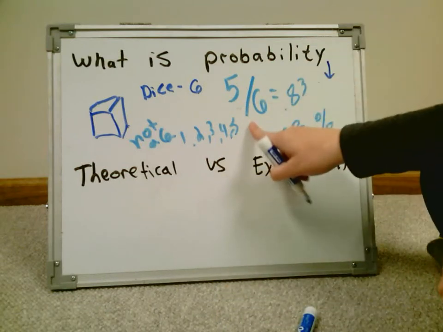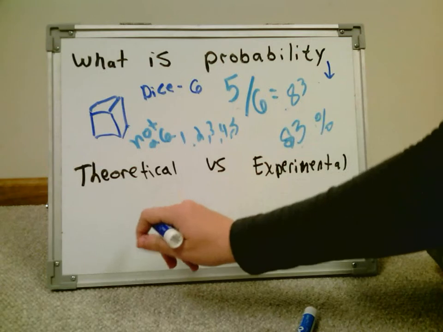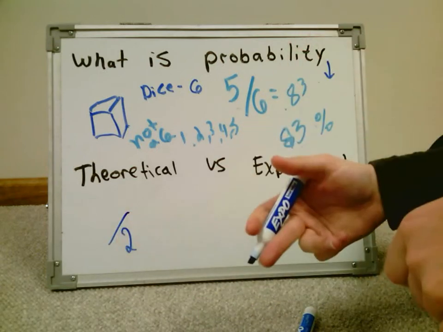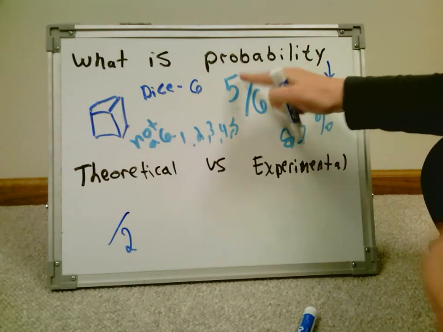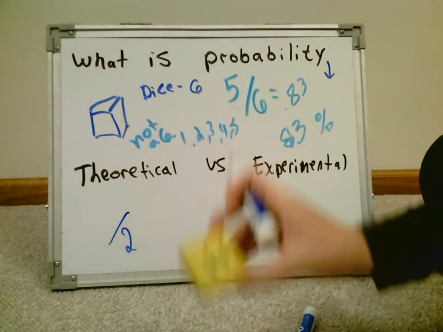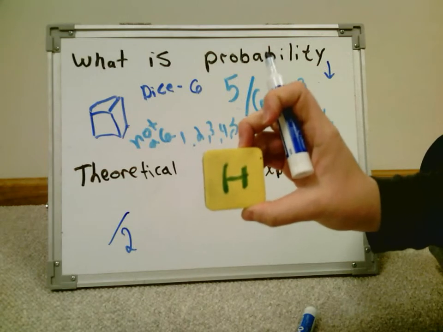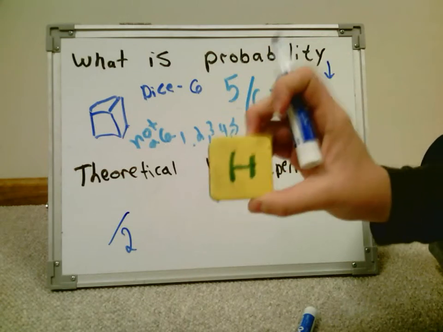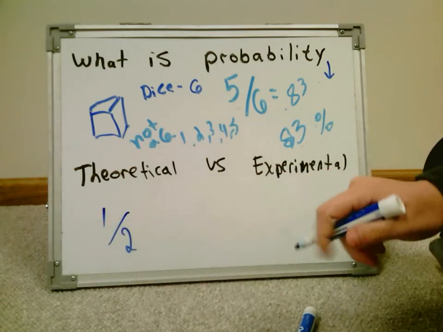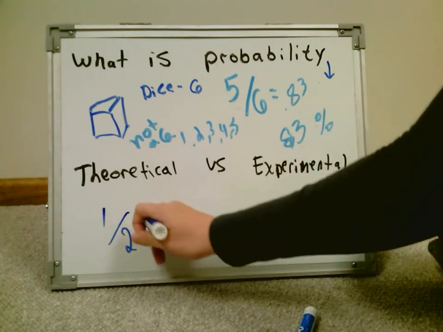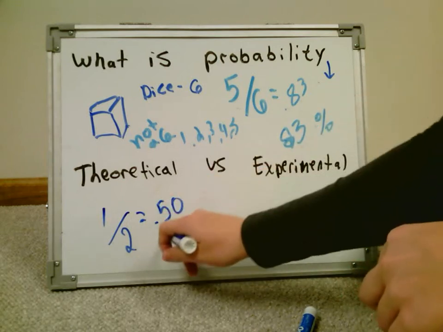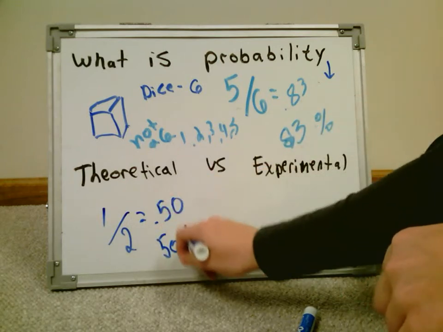So however many possible outcomes there are, that's going to be on the bottom. So I have 2 possible outcomes. It's either going to be heads or tails. The outcome that I want is going to go on the top. So I want heads. Well, there's only 1 outcome that would give me heads. So 1 out of 2. So theoretically, 50%, again, that would be a decimal, turn it into a percentage.